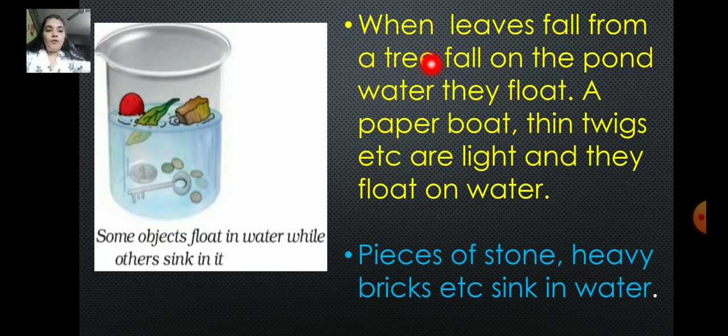So when leaves fall from a tree on the pond water, they float. A paper boat, thin twigs, etc. are light and they float on water. All this you must have observed. So pieces of stone, heavy bricks, etc. sink in water. So when you add a drop of honey, you just add the drop of honey in water and observe what happens. Does it dissolve or just settle in water?